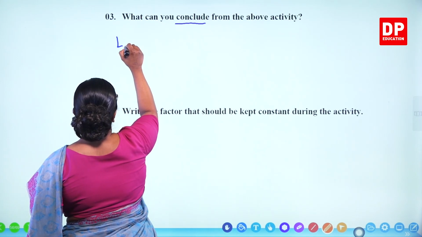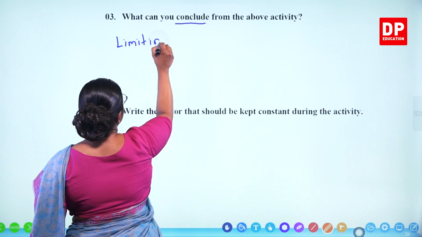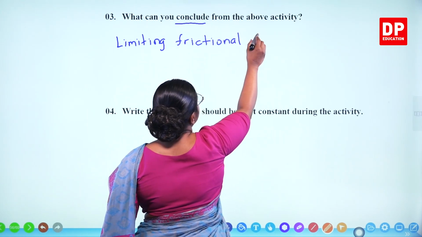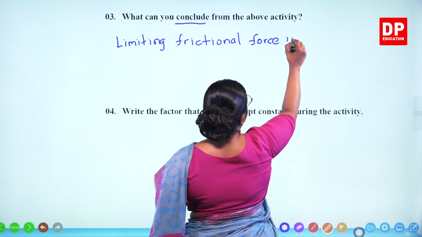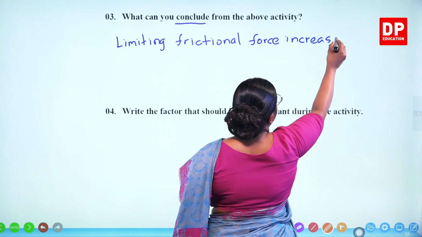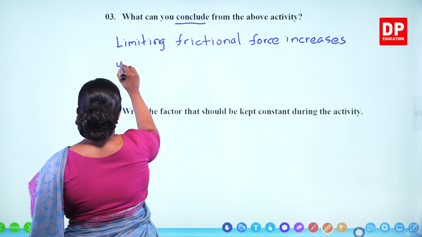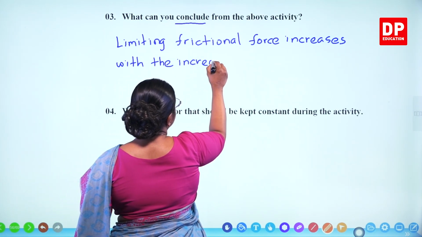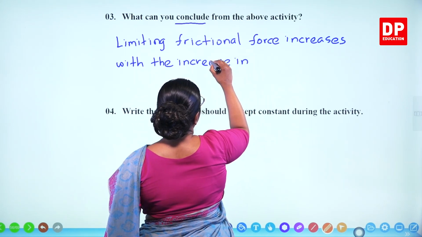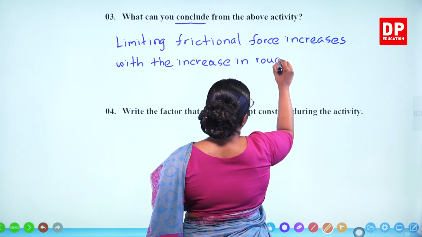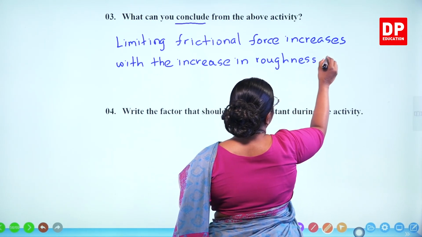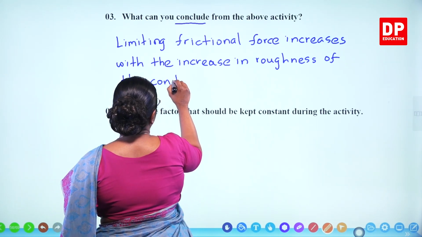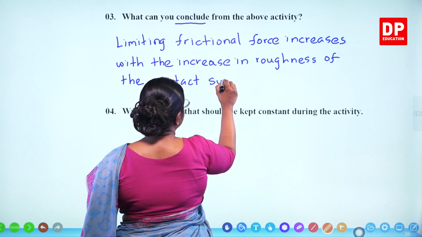So we can say limiting frictional force increases with the increase in roughness of the contact surface.